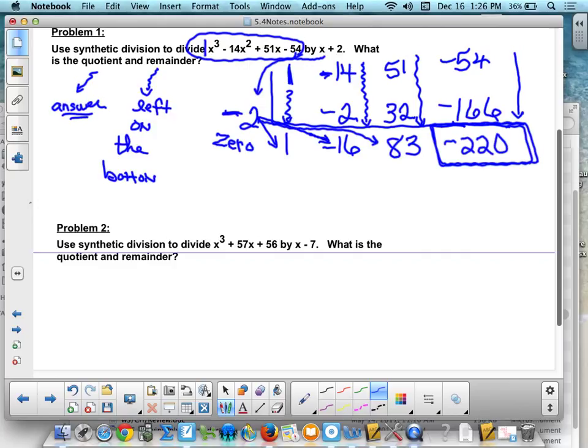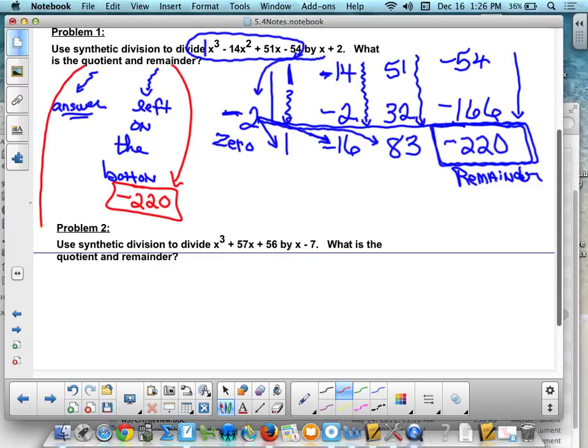Now remember, we're dividing here. What do you think the last number is? Do you think it's your answer, or do you think it's your remainder? The last number is your remainder. So if you would have done long division, your remainder is negative 220. So I guess the question said, what's the remainder? The remainder is negative 220.